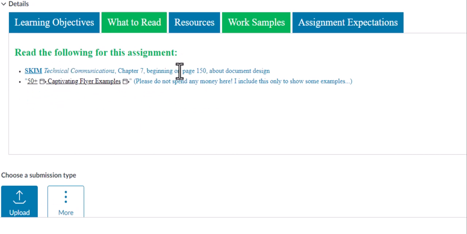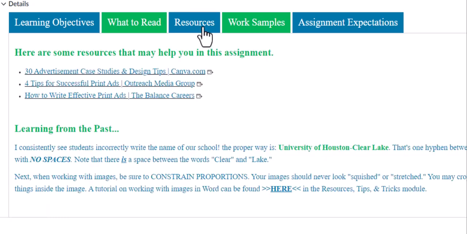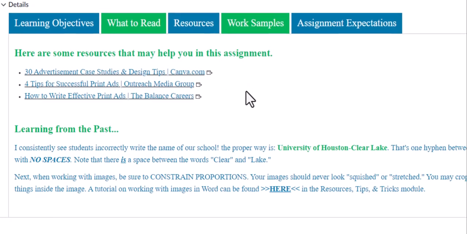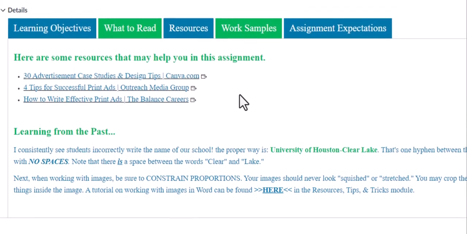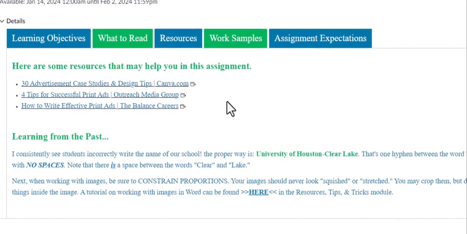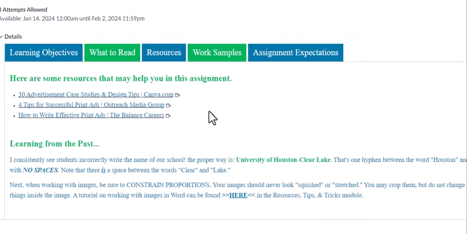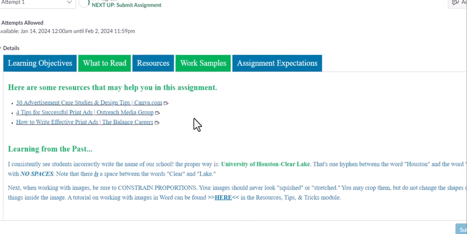There's parts of the textbook that can be helpful, as well as some websites. Note that I don't expect you to spend any money on any of the flyer backgrounds on this website. It's just to get some ideas of things and how they look. You'll find resources where you can find some design tips, some successful print ad information, how to write successful print ads, because while this isn't running in a magazine, it's very similar to what you would expect for those types of things. Also, learn from the mistakes of the past.